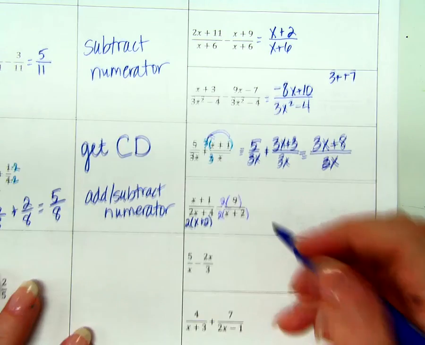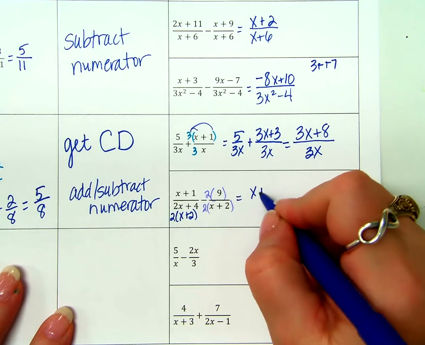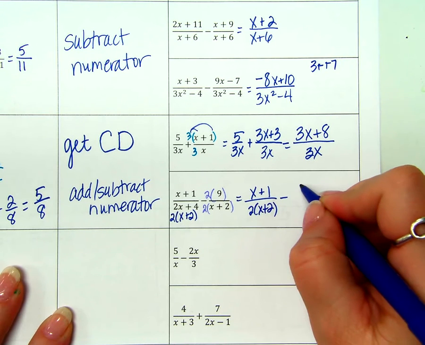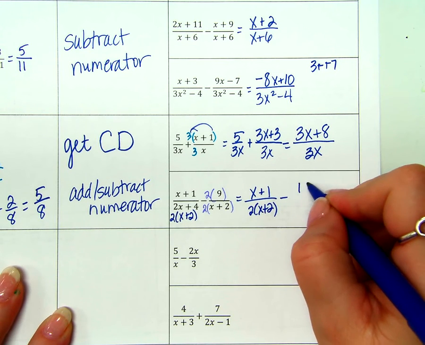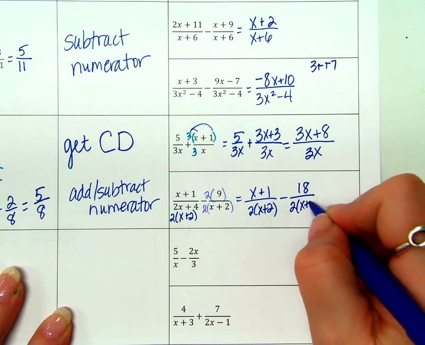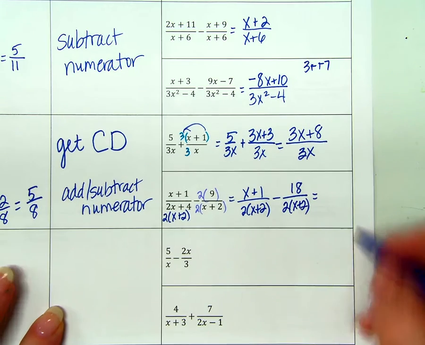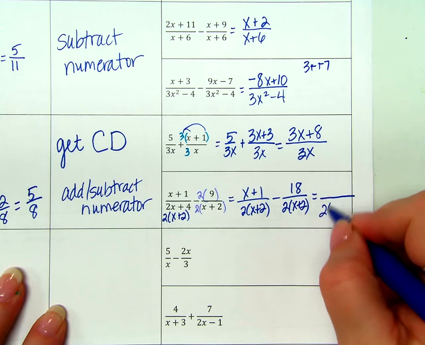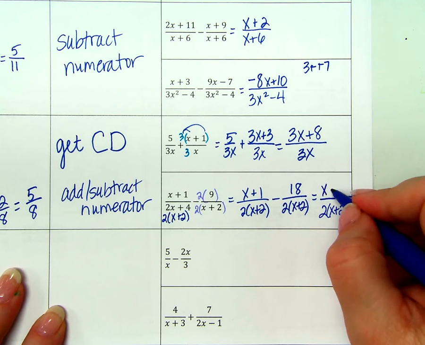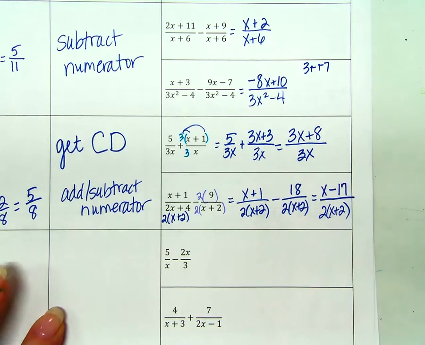Okay, so my first fraction stays the same. I didn't have to mess with the denominator. But my second fraction becomes what? 18 over 2 times x plus 2, right? So what do I get for my answer on this one? x minus 17.